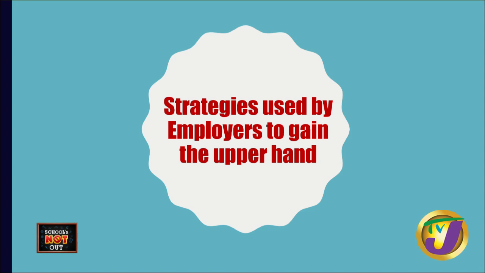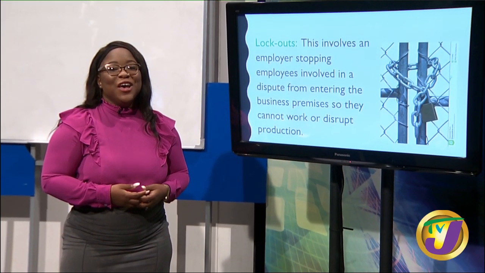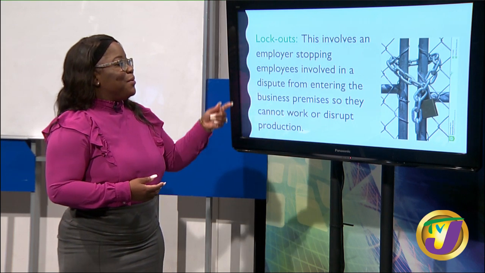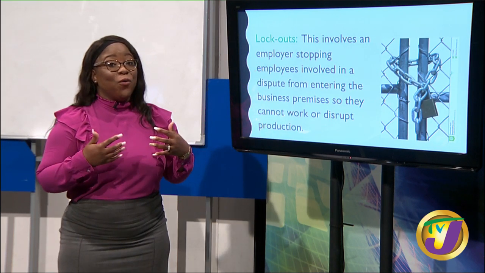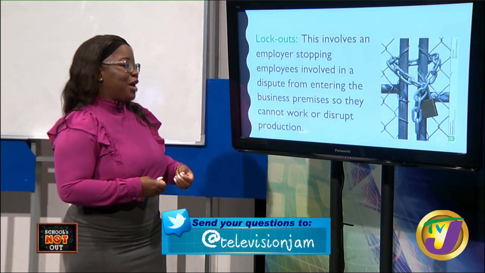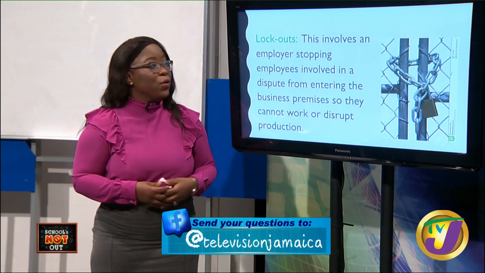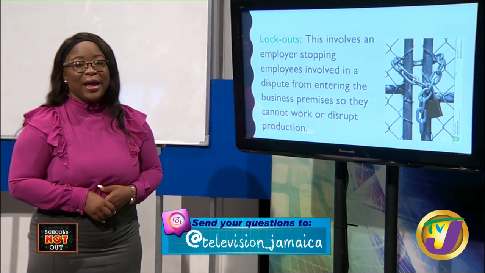All right, so let us look at some of these strategies that are used by employers to gain the upper hand. Now, one of these strategies is a lockout. As I've said the word, or as you're reading, you may have a pretty good idea of what a lockout involves. A lockout involves employers stopping employees who are a part of the dispute or who have an interest in industrial action from entering the business premises so that they cannot disrupt production. So this is one method that has been used by employers within an organization.